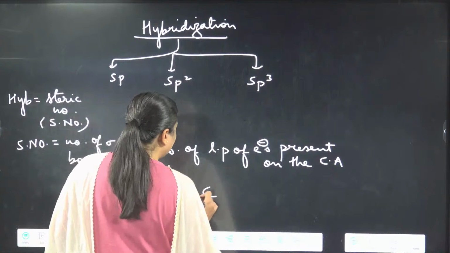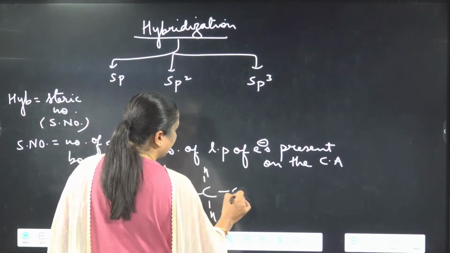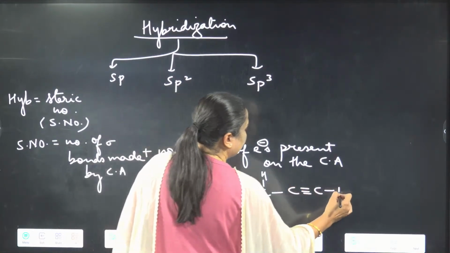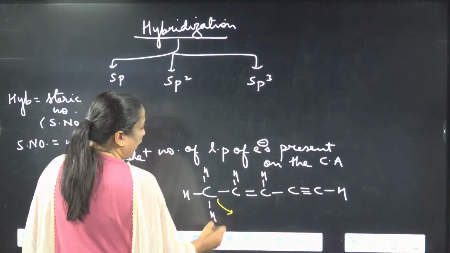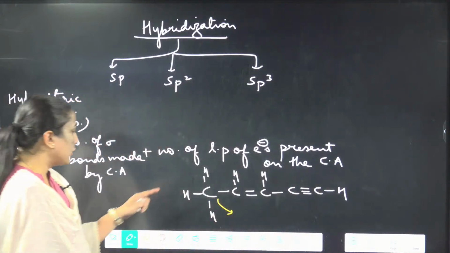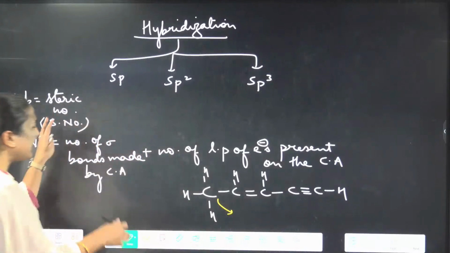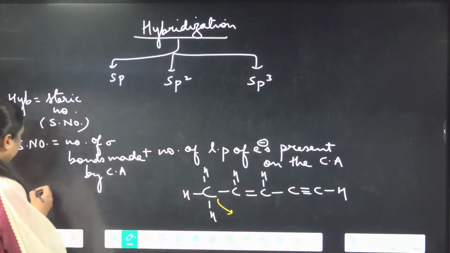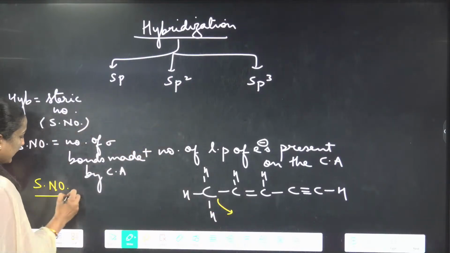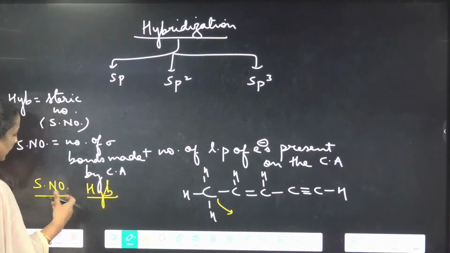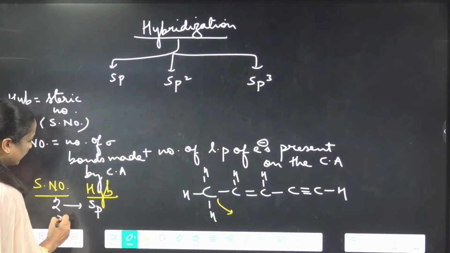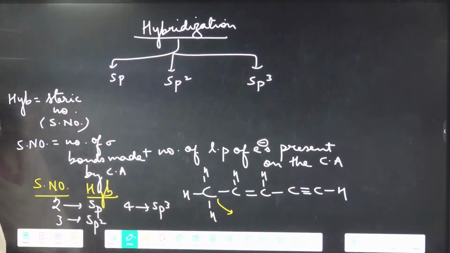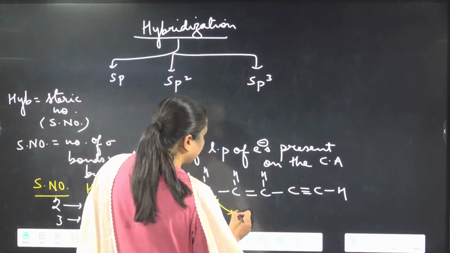So if I'm writing something like CH3, CH double bond CH, C triple bond CH, in this case, how many sigma bonds are there? 4. So I'll say that the steric number is 4. I'm not writing all those things now because I assume that you already know, right? Or else if somebody wants it, let me write it. Steric number and hybridization: if it is 2, it is sp. If it is 3, it is sp2. If it is 4, it is sp3.